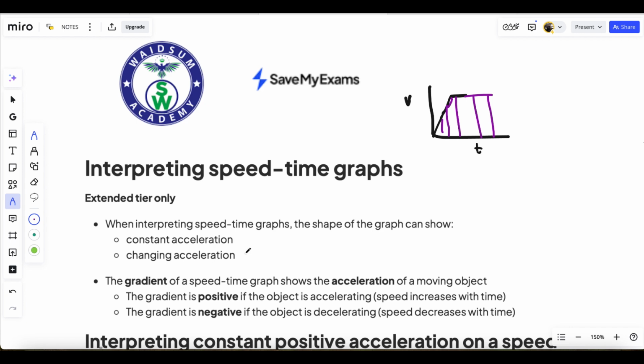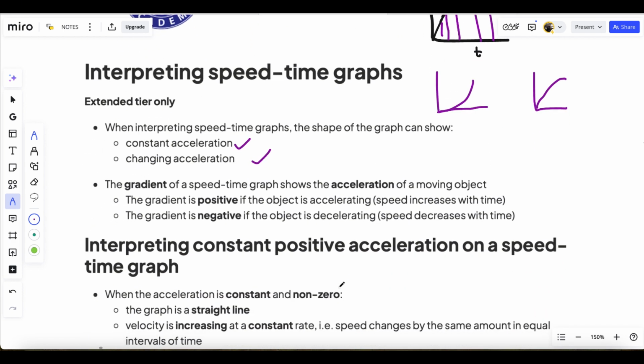So we need to remember where we get constant acceleration, which is this one, and where we get changing acceleration, something like this, and changing deceleration, we have something like this. Okay, the speed-time graph. So that's that for that.